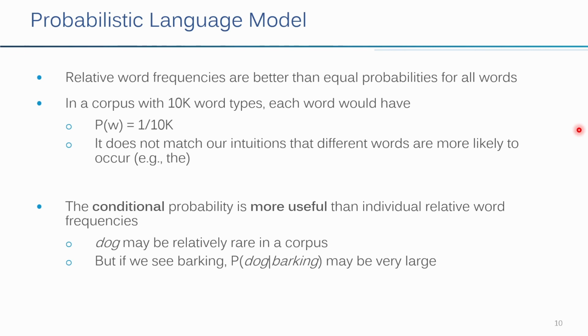So what we want to do is explore the conditional probability, simply because this is closer to reality. If we have here that dog in a given corpus might be a rare word. However, if you have a previous word such as embarking here, dog makes way more sense, right? And this, of course, boosts the probability of having the word dog right here.